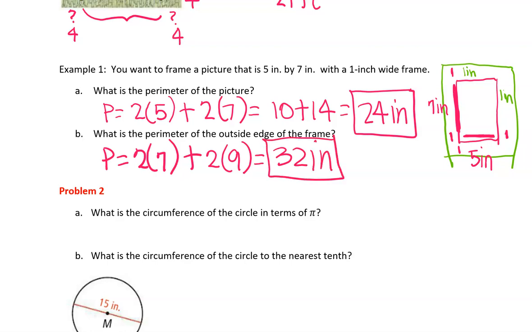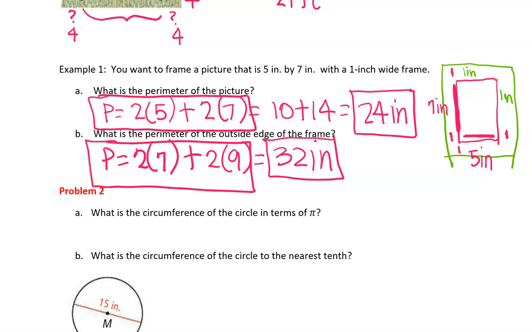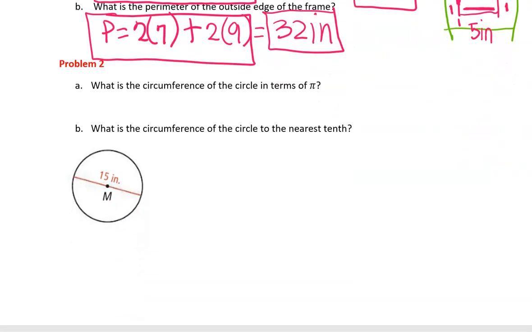And again, you would have to show your work, so I would want the numbers plugged into the formula and then give me your simplified answer. Moving on to circles. What's the circumference of the circle in terms of pi? That means they want pi in the answer. And then for B, what is the circumference of the circle to the nearest tenth, which is 1 decimal place.